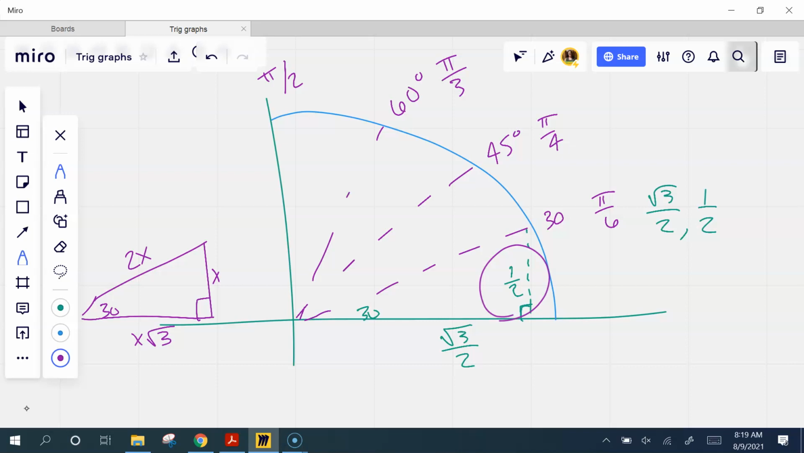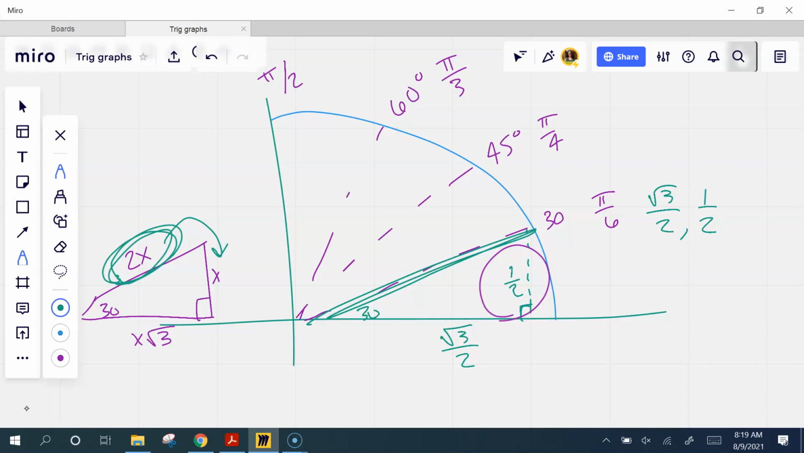Okay, so if I start here, to get from here to here, I would need to divide by 2. Do you agree with that? So I take this radius, which is always 1. You take this hypotenuse, which is always 1 because the radius is always 1. And I divide it by 2, and that's how I get the 1/2, right?